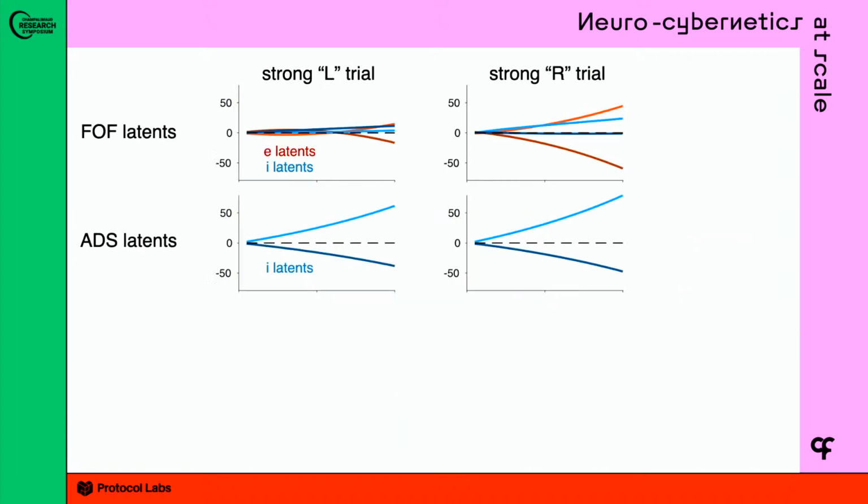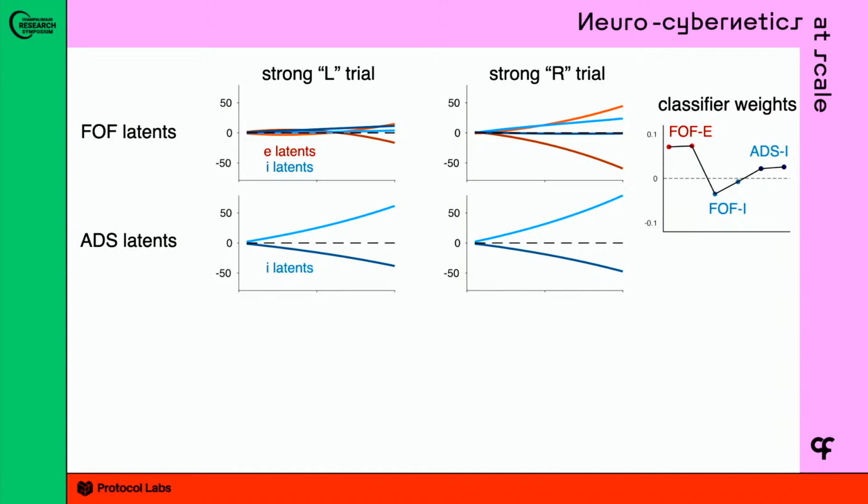Let me show you a portrait of the dynamics on a single trial with strong leftward evidence and strong rightward evidence. And so staring at this, it's not that obvious what has changed, all right? We can see that the excitatory latents here in the FOF diverge from each other more strongly in a strong rightward evidence trial than a leftward evidence trial. However, when we look at the classifier weights that would allow us to predict the animal's behavior from these latent variables, we see that the weights are actually summing together these two latent variables. So the sum of these two latents will be what drives our choice about left versus right.